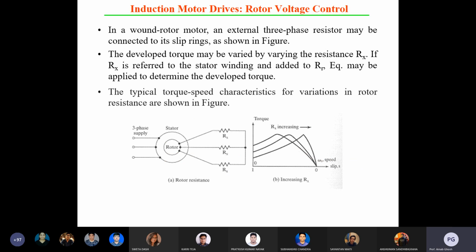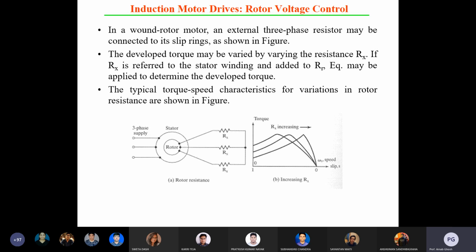Here you can see the induction motor drive with rotor voltage control. You are using the rotor resistance concept, where external resistance values Rx are given in the rotor winding. Here you can see the torque speed characteristics, where the speed goes in both directions. So slip is there, and R is increasing.